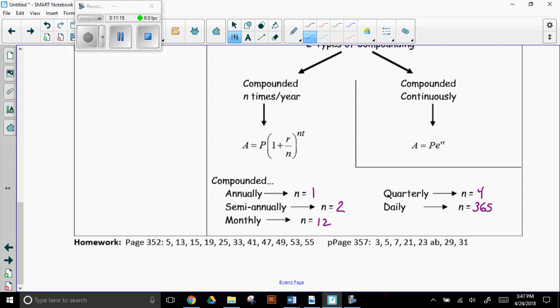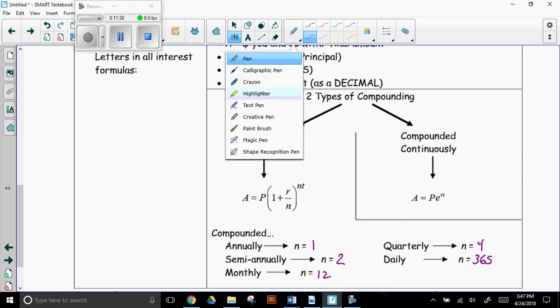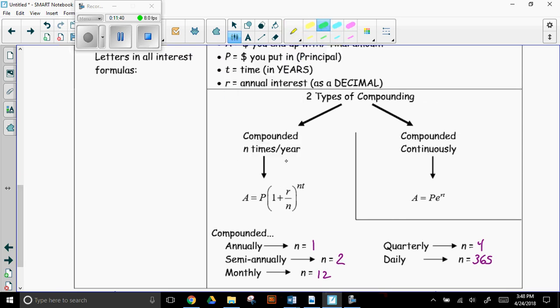And truth be told, depending on what type of loan or account you have, sometimes it's represented as 365.25 to either squeeze an extra little dollar or two out of you or to prevent you from making that dollar, but it just kind of depends on the situation. For us, we're going to use 365. So the two formulas that you're going to have are your compounded n times a year, represented by this formula, and compounded continuously, represented by this formula.